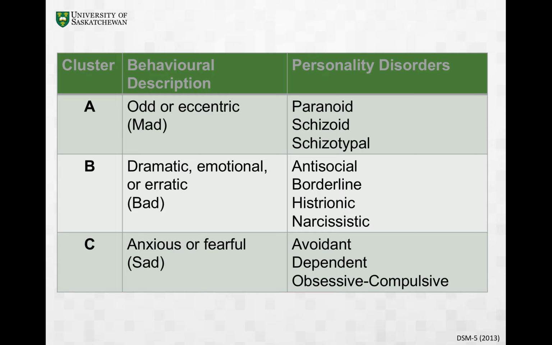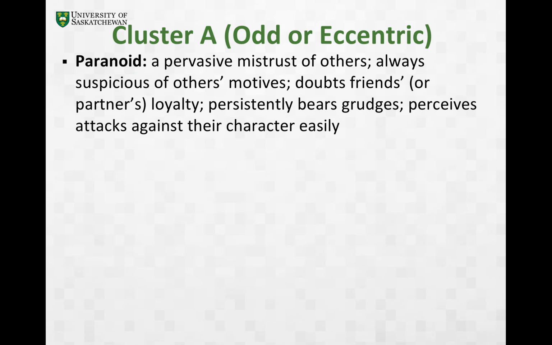Now, the way that I was taught in grad school to remember these categories is that cluster A is the mad, cluster B is the bad, and cluster C is the sad personality disorders. Now, again, any characterization that you're using, the point is just trying to place some things into memory. But let's talk a little bit about them so that you have a little bit of a flavor for them. So, cluster A, we've got paranoid personality disorder.